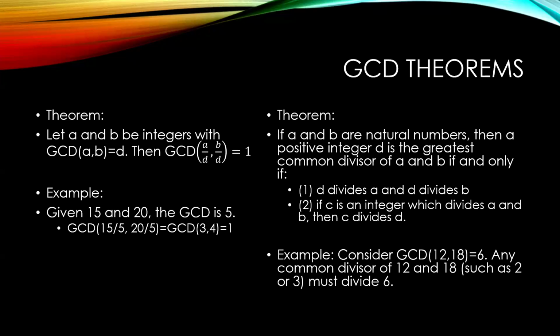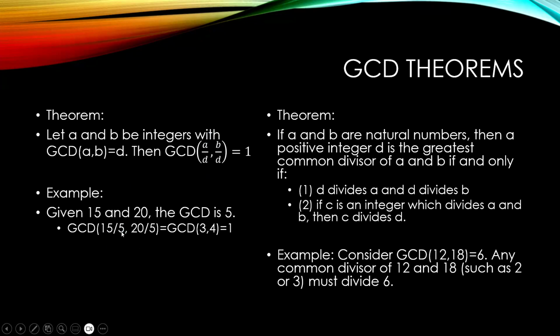Here's a theorem. Let a and b be integers with the greatest common divisor of a and b equal to d. Then the greatest common divisor of a over d and b over d is equal to 1. Now, you might be a little concerned because you see fractions here, but these things aren't actually fractions. Because when we think about this, if d is a common divisor of both a and b, then that would mean that a divided by d would be some other integer. d goes into a evenly. d goes into b evenly.